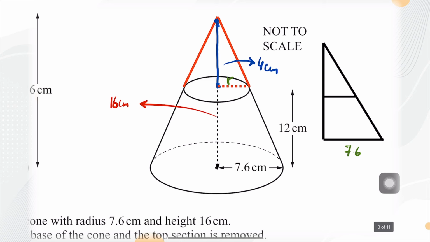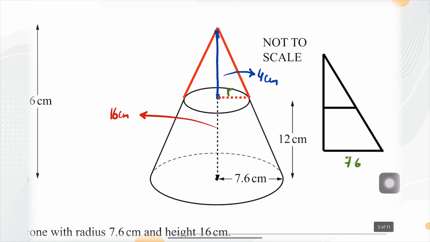The concept here is similar triangles. So the two triangles, the one in red that I'm highlighting and the one in green that I'm highlighting, are basically similar. So the ratio of their heights will be the ratio of their radii. What is the height of the smaller cone? It's 4. What is the height of the larger cone? It's 16. What's the radius of the larger cone? It's 7.6. What's the radius of the smaller cone? Let's call it x for the time being.